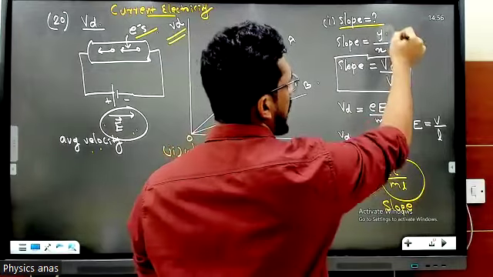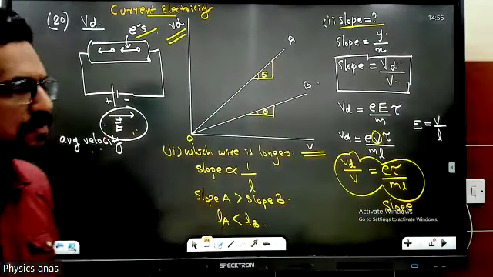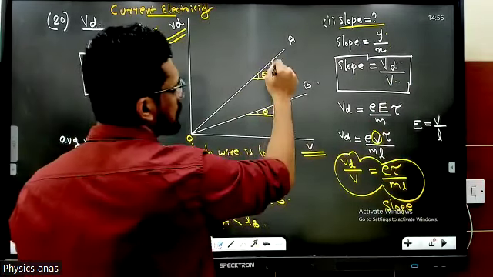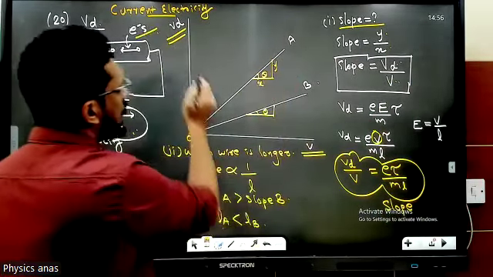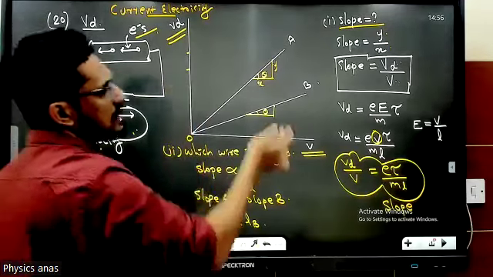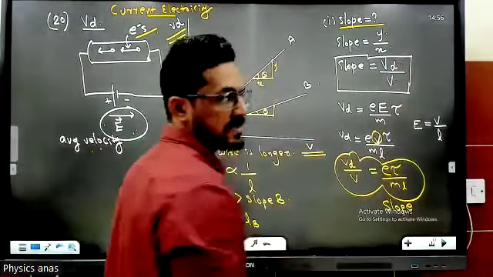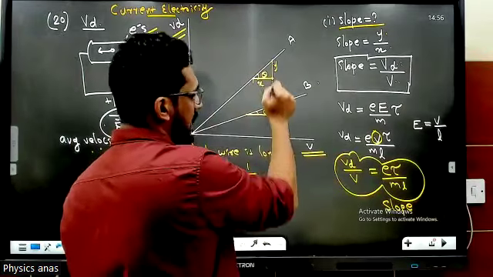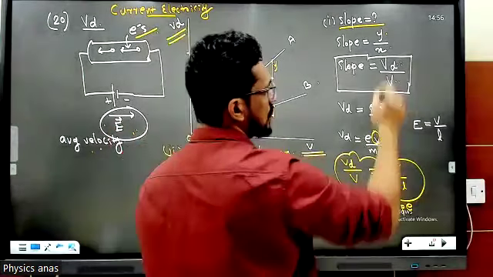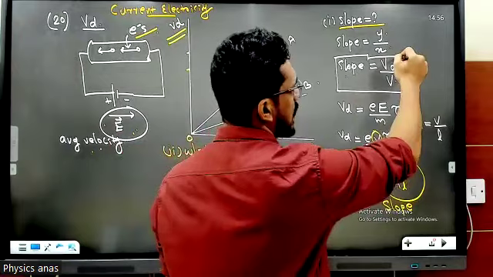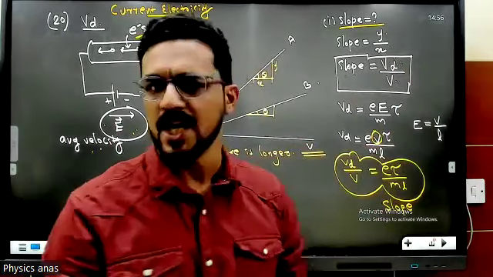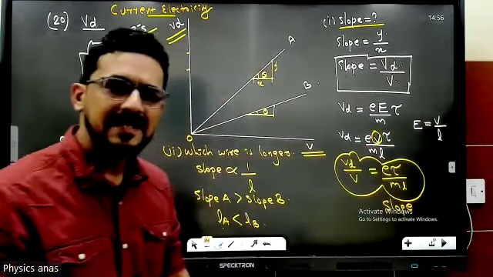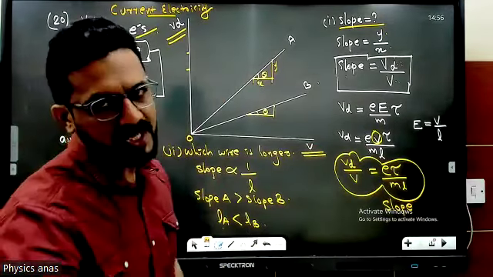Slope is always y by x. This is y and this is x. What is y here? Y here is drift velocity. And what is x here? X here is voltage. So what is the slope? Slope will be drift velocity divided by voltage.